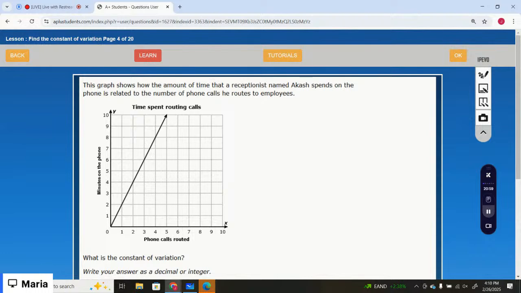This graph shows how the amount of time that a receptionist named Akash spent on the phone is related to the number of phone calls he routes to employees. What is the constant of variation?